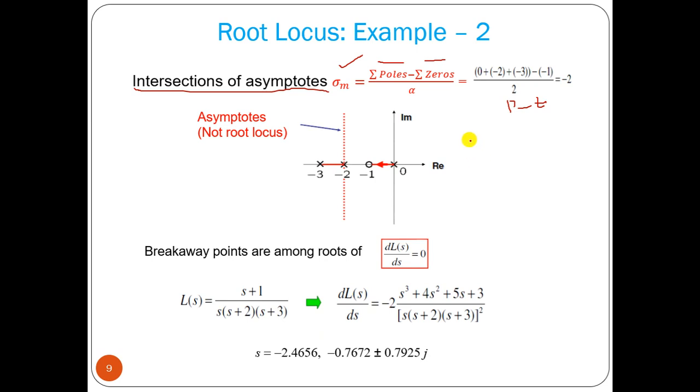Angle, how can you find it? That is 180 degrees into (2q plus 1) divided by p minus z. Now the q value should go from 0 to p minus z minus 1. Okay, p minus z minus 1. So this value should be 0 to, where p minus z equal to 2, that is 3 minus 1 minus 1. So we must have the values 0 and 1.